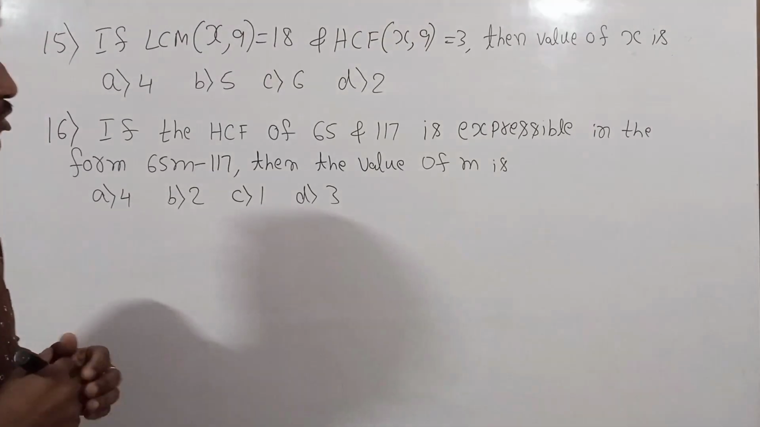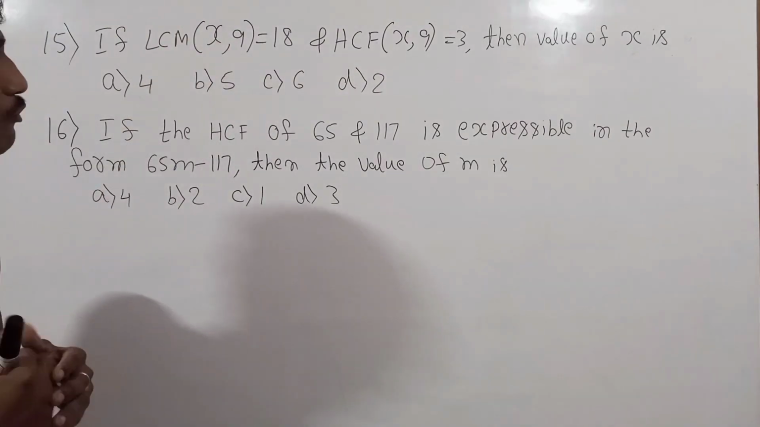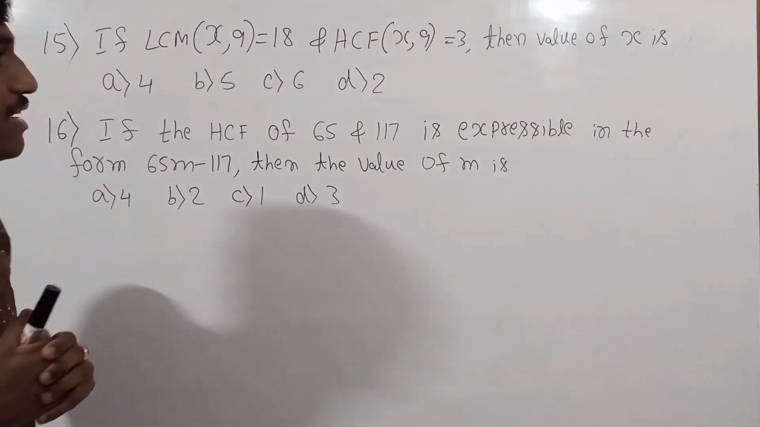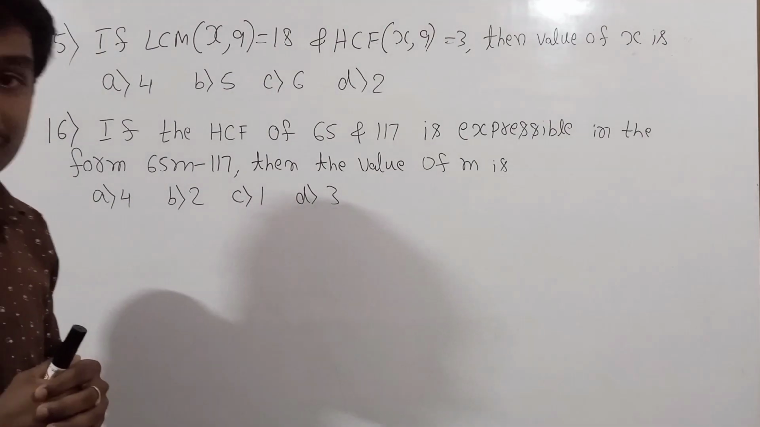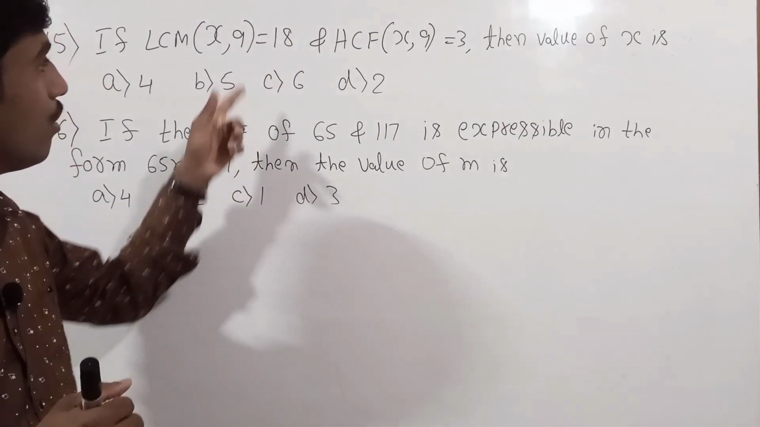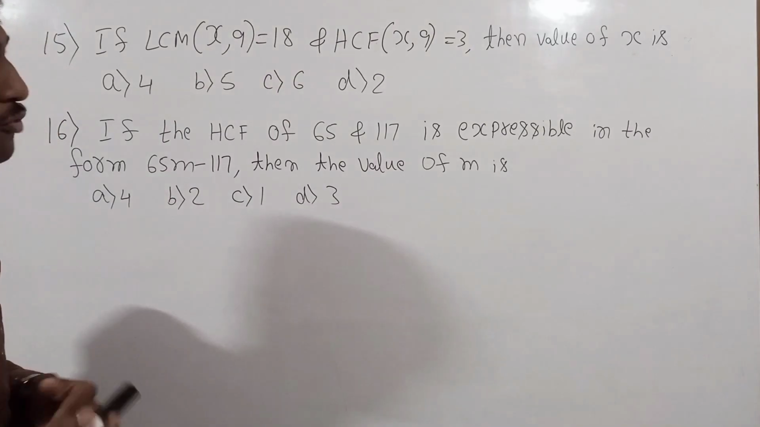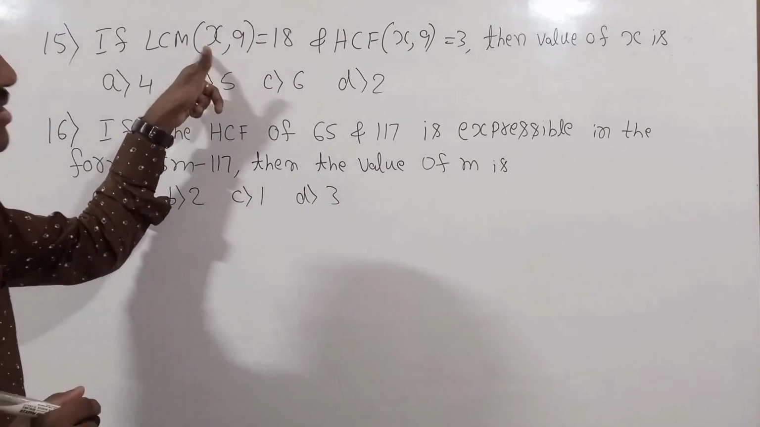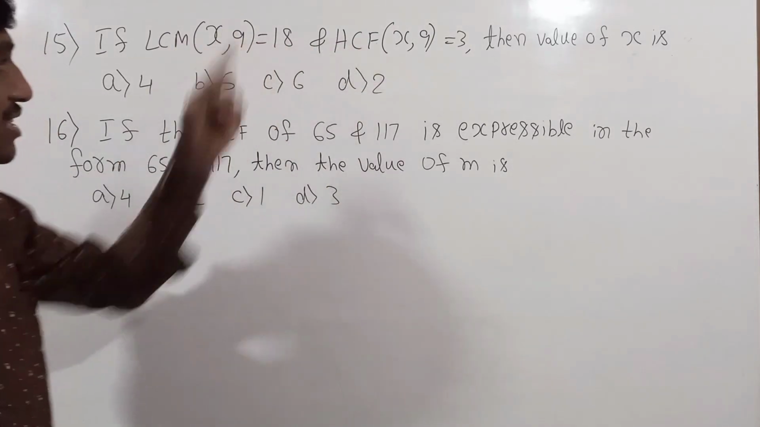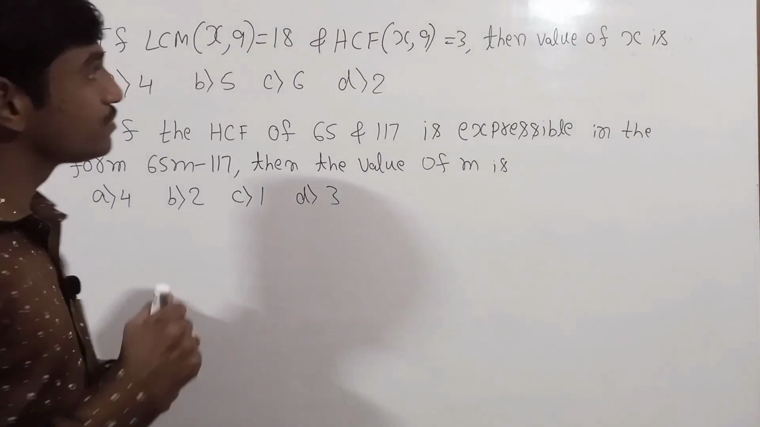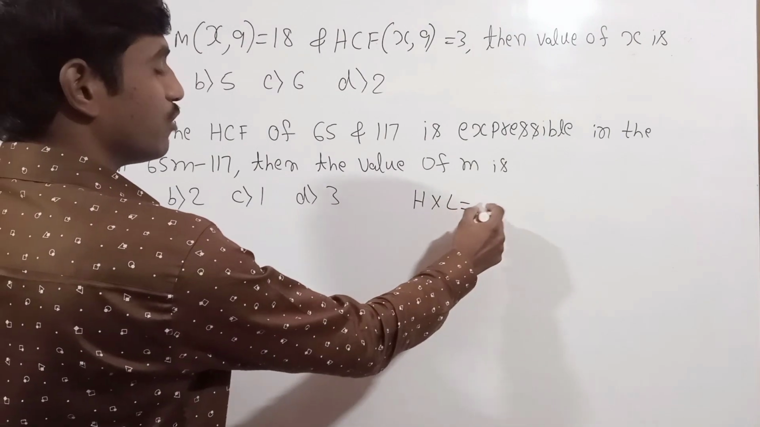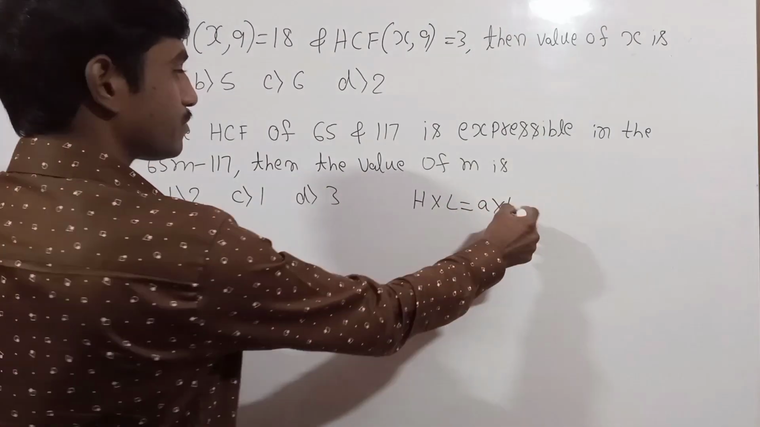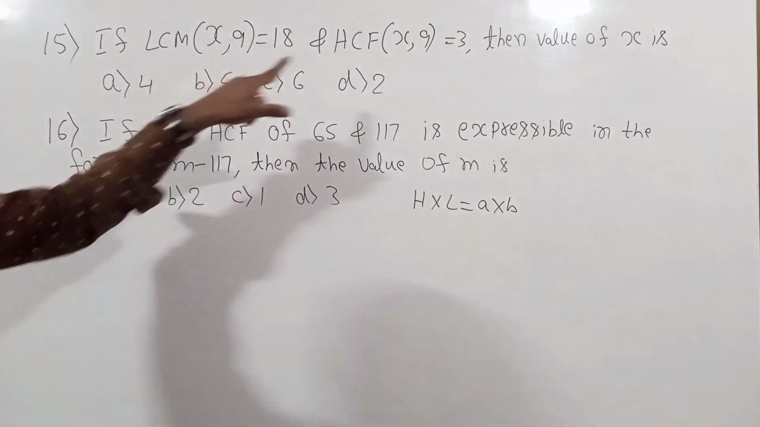Next is a similar type of question. The LCM of x and 9 is 18 and the HCF of x and 9 is 3. So we need to find the value of x here. The LCM and HCF they have given, we have to find the value of x. X means one number, basically. One number they have given, which is 9 already. We use the same formula, that is HCF into LCM will be equal to the product of two numbers. So the HCF here is 3.